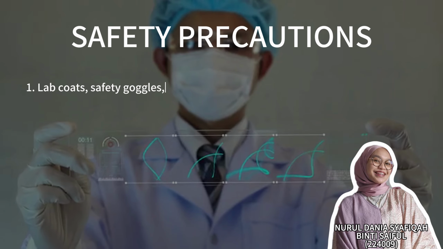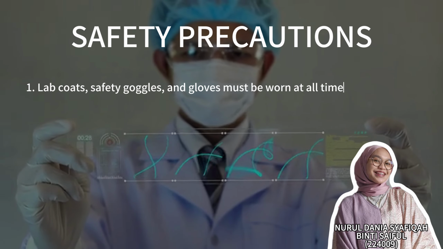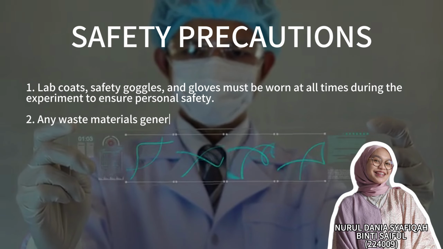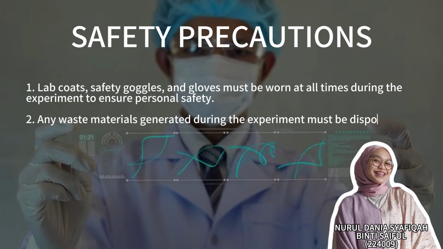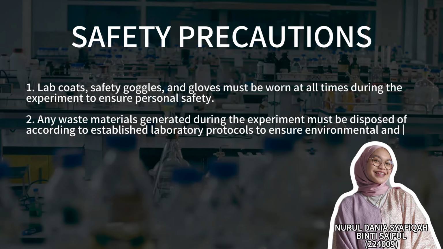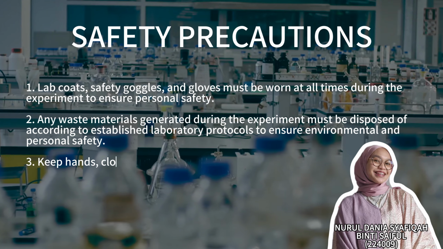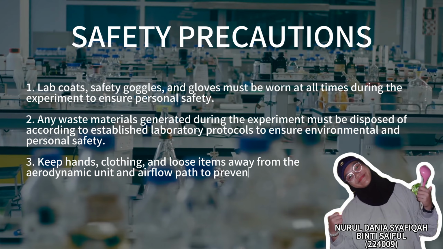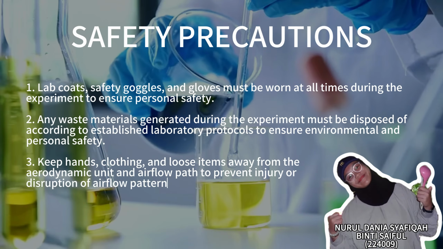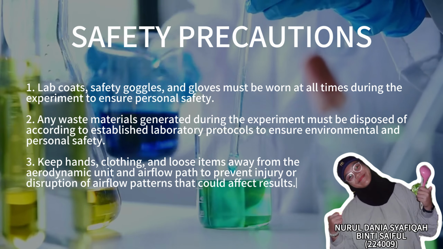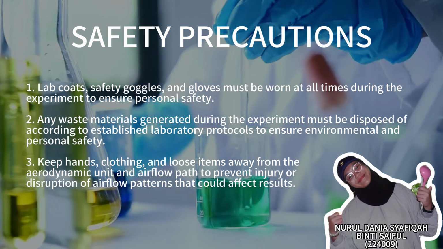Lab coats, safety goggles and gloves must be worn at all times during the experiment to ensure personal safety. Then, any waste materials generated during the experiment must be disposed according to the established laboratory protocols to ensure environmental and personal safety. Lastly, keep hands, clothing, and loose items away from the aerodynamic unit and airflow path to prevent injury or disruption of airflow patterns that could affect results.